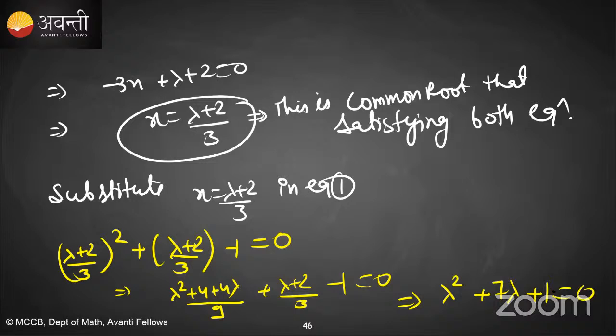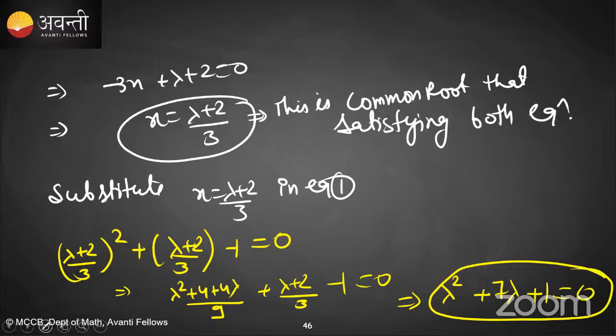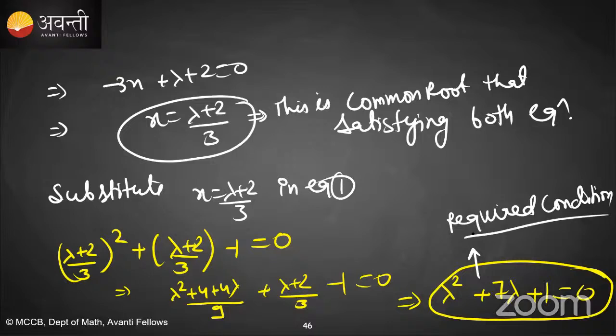Lambda square plus 7 lambda plus 1 is equal to 0. So this is the required answer, the required condition. Clear? Everyone, tell me quickly in the chat box. Is this clear, or do you have any doubt from today's class?